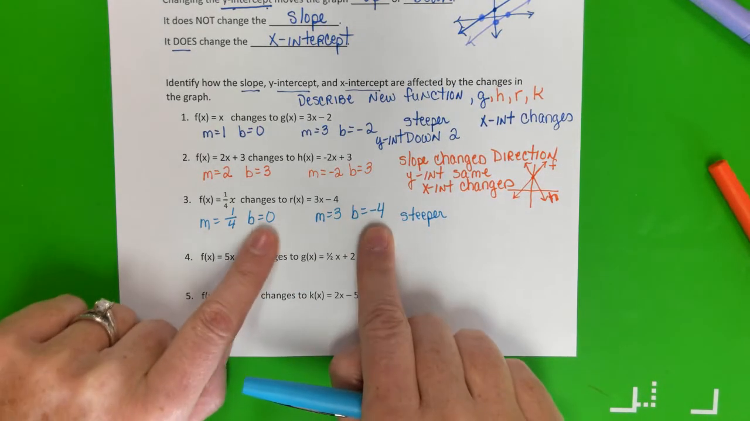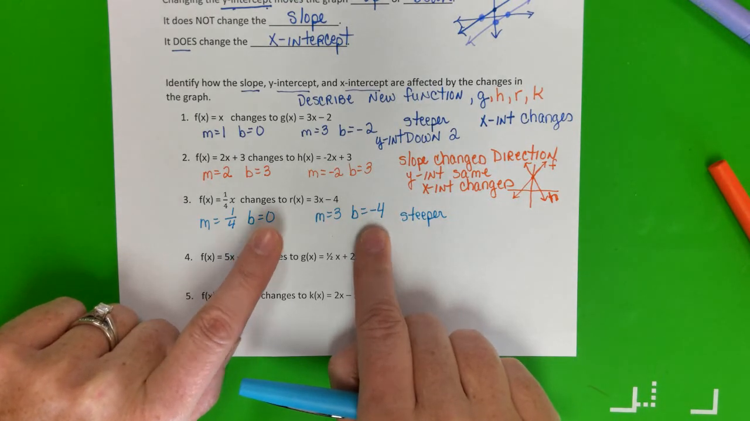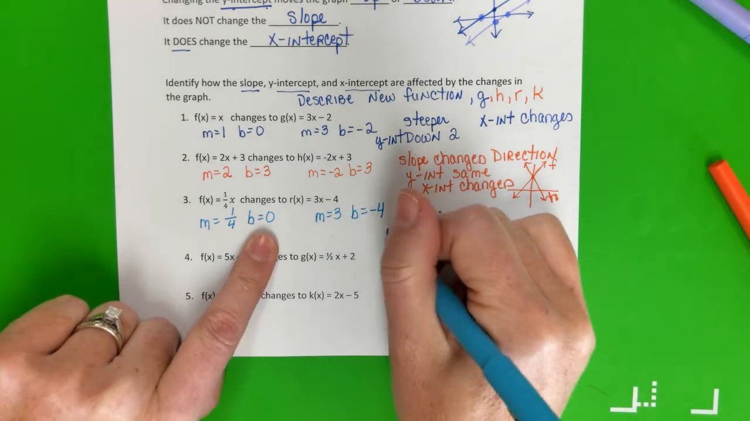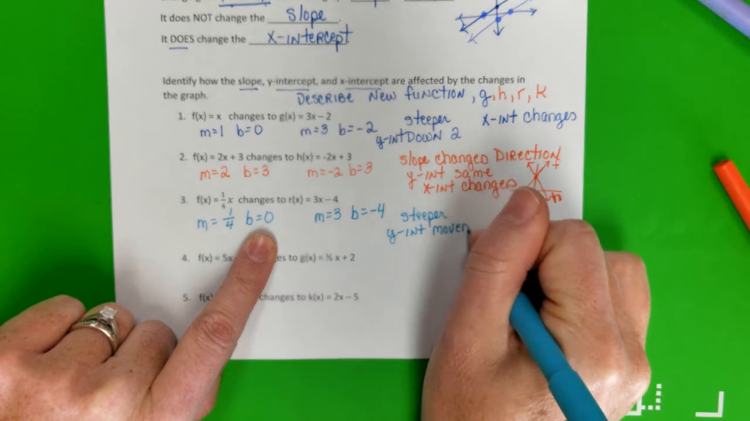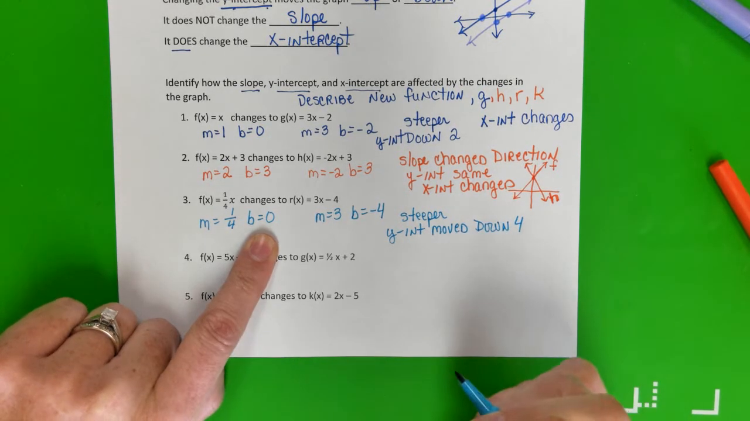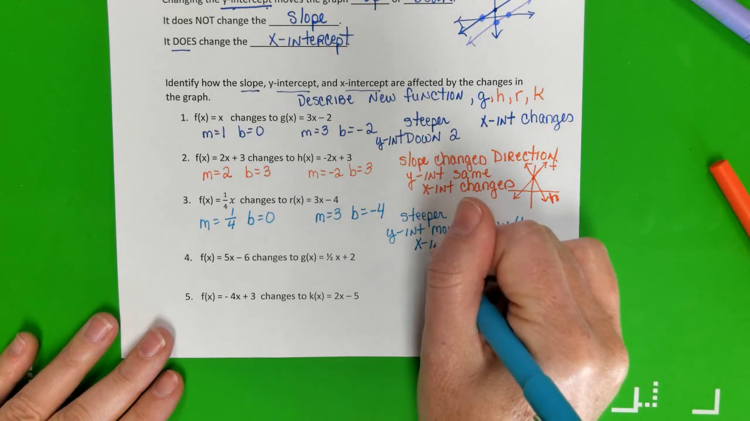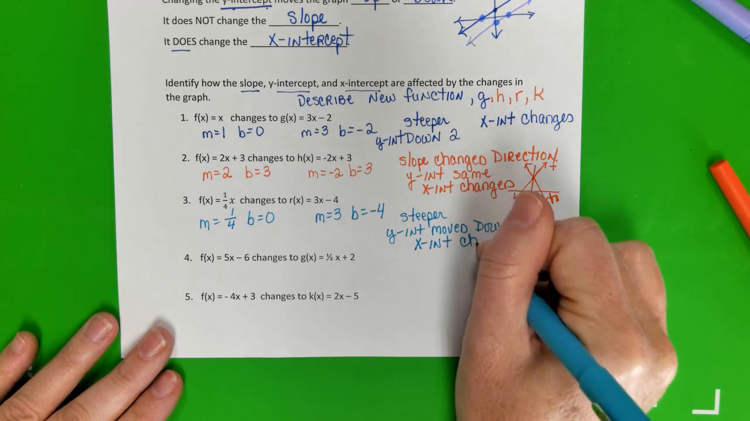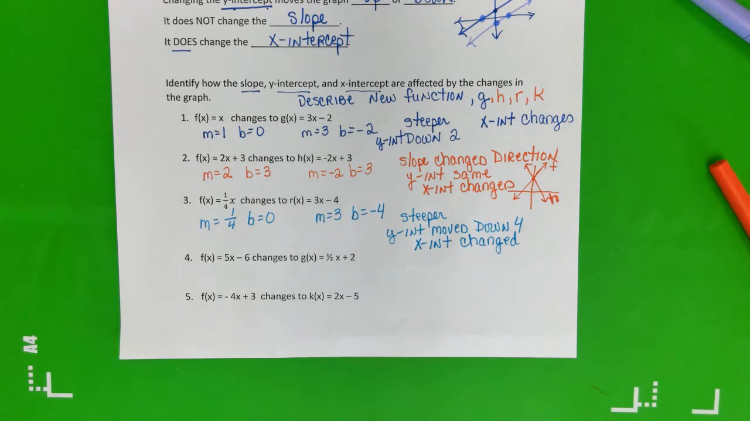Okay, my y-intercept means that the graph moved which direction? The y-intercept moved down 4. And if we're moving the y-intercept down, then that means the x-intercept changed as well. And we changed the steepness. If we change the slope or we change the y-intercept, then it's going to affect the x-intercept.